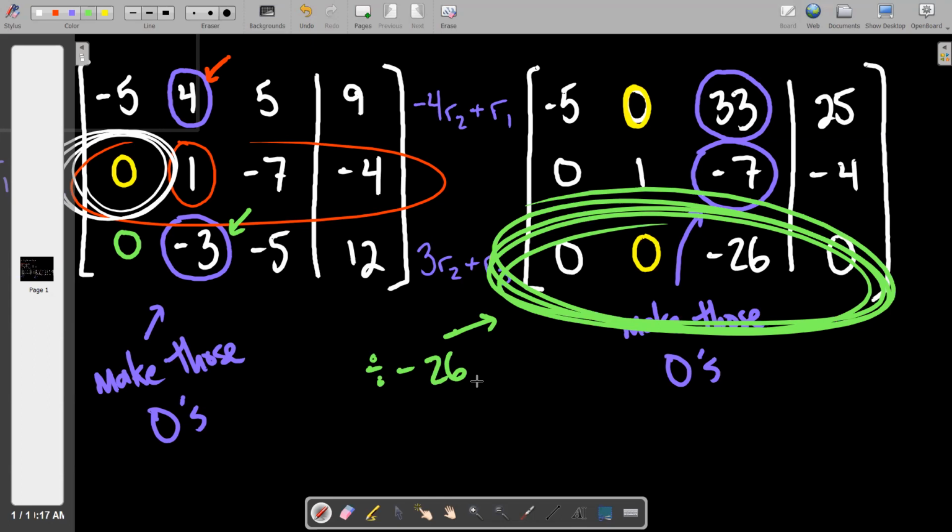And why would I do that? Well, because I can. First of all, are all the numbers in that green oval divisible by 26? Yes. And you can do that at any point. There's going to be a problem later when we see a great opportunity.